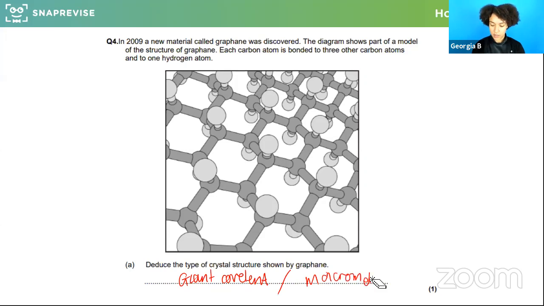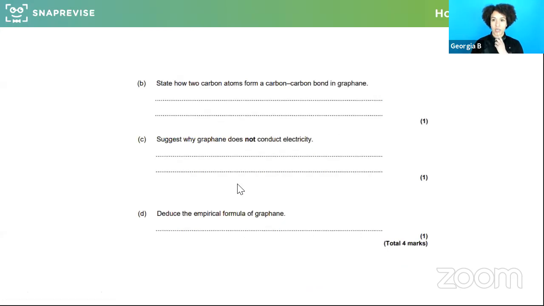What is giant covalent? Giant covalent is basically the opposite of a simple molecule. Anything that has a massive lattice, like this one, that goes on and on for hundreds, thousands, even hundreds of thousands of atoms, is macromolecular or giant covalent. Simple molecules only have between 2 atoms in a molecule, or maybe up to around 20. Anything bigger is giant covalent, really. Okay, well done, everybody. Mostly we got that correct. The next question says, state how 2 carbon atoms form a carbon-carbon bond in graphene. You've got another minute to do that one.